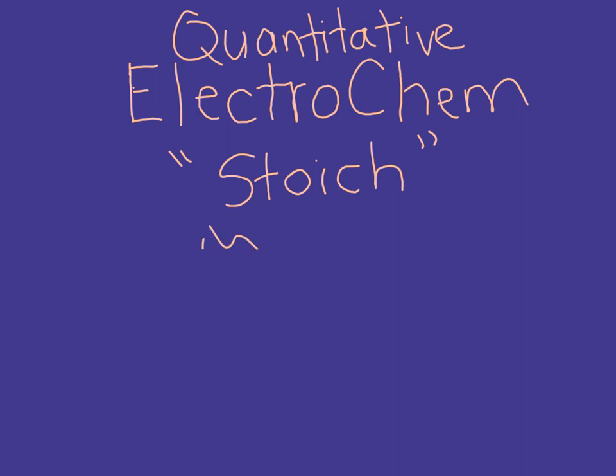We can think of this like stoichiometry, but applied to electrochemistry. So, like PV = nRT goes with gases, molarity is moles over liters, or we can get to grams by going through molar mass. This is going to be how we figure out quantities and amounts, but with electrochemistry.